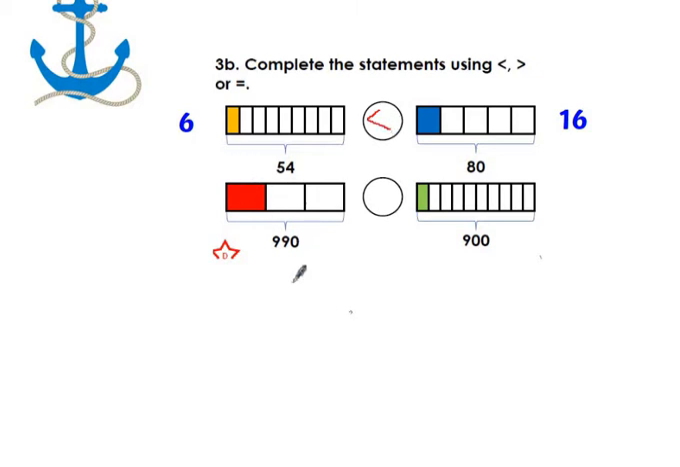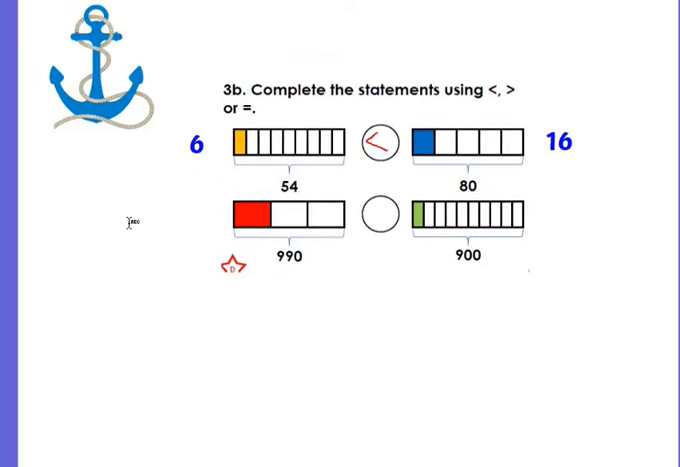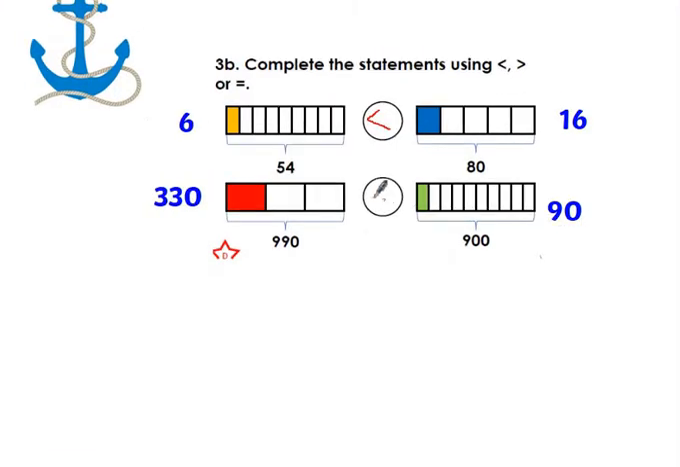Here we have got 990 divided by 3. So 990 divided by 3 is 330. And that is just the one part that we need here. So 330 this side. And then 900 divided by 1, 2, 3, 4, 5, 6, 7, 8, 9, 10. Well, 900 divided by 10 is 90. So again, we can see that we need to use the more than sign here.